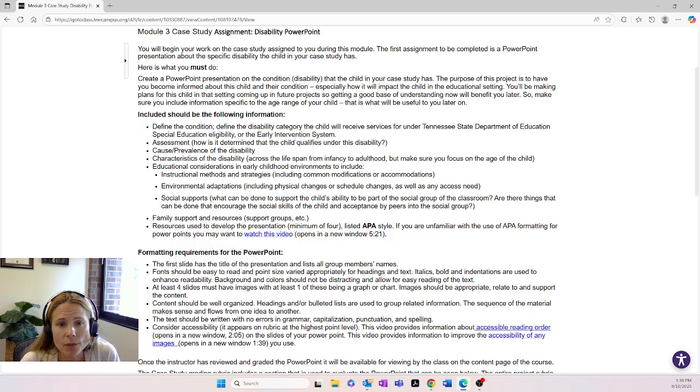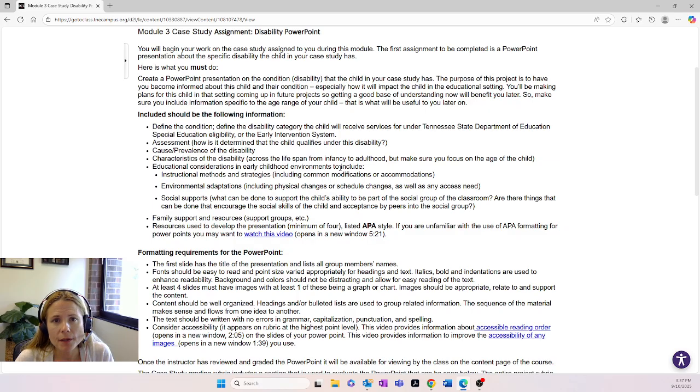Or you can even go into the early intervention system, the EIS, and see how they define this disability and under which category does it fall. Assessment. So I want you to talk about how is it determined that the child will qualify for an IFSP or an IEP? What are the causes or prevalence of this disability? What are some characteristics of this disability across its lifespan? That means from infancy into adulthood.